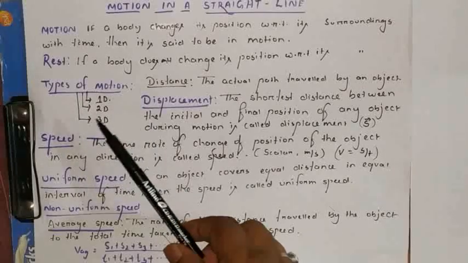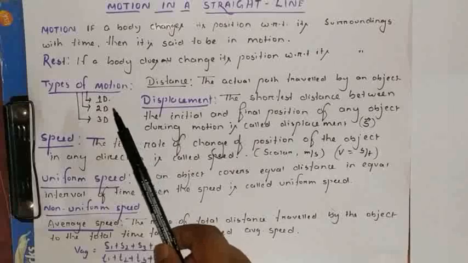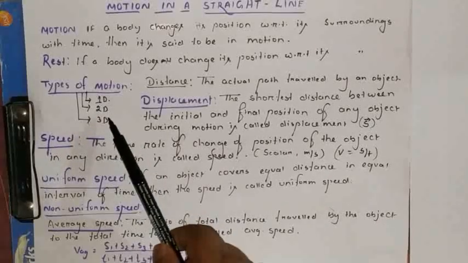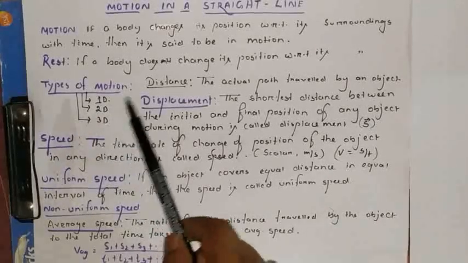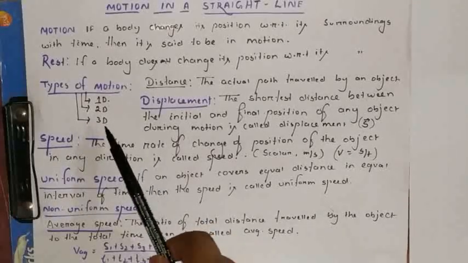Types of motions. One dimensional: if a body moves in one direction only. Two dimensional: if it moves in two directions. Three dimensional, 3D, like x-axis, y-axis, z-axis.